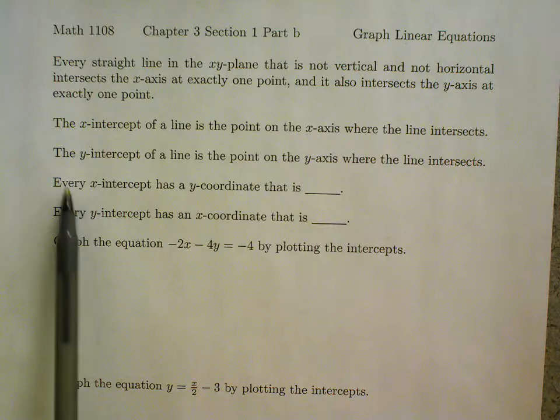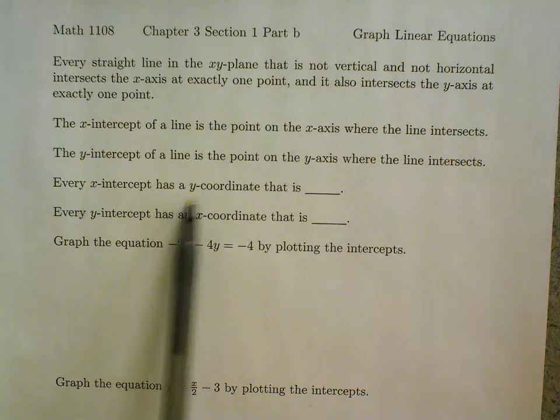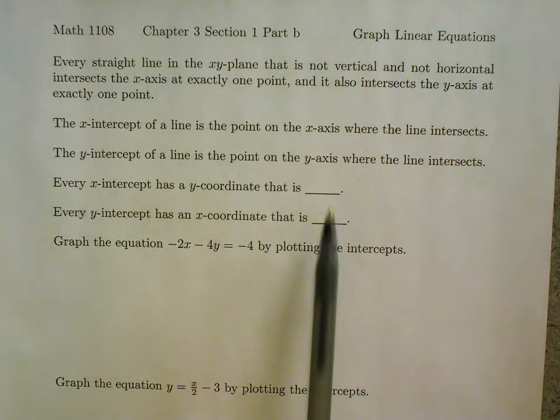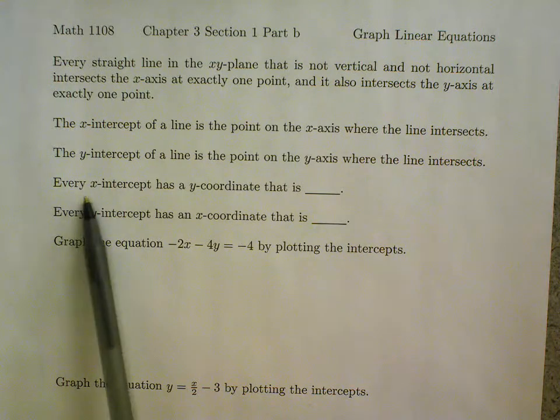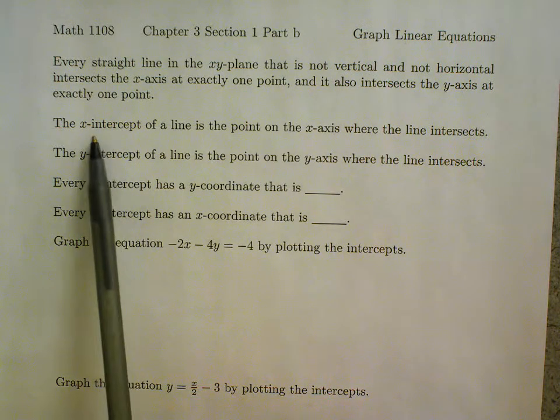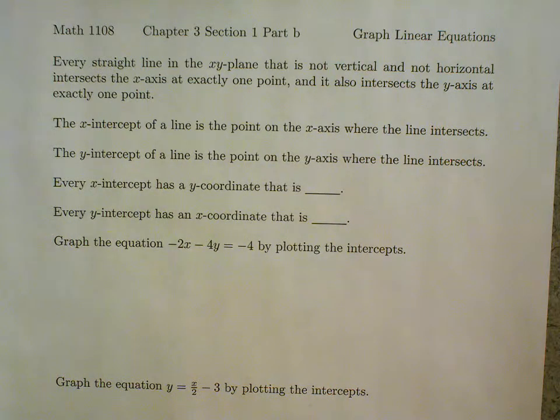So answer this question. This problem here: every x-intercept has a y-coordinate that is blank. Fill in the blank. So remember what an x-intercept is. Above here is the definition of the x-intercept. If you graph a line and if it intersects the x-axis, then that point is called the x-intercept. So every x-intercept has a y-coordinate that is what? What number?